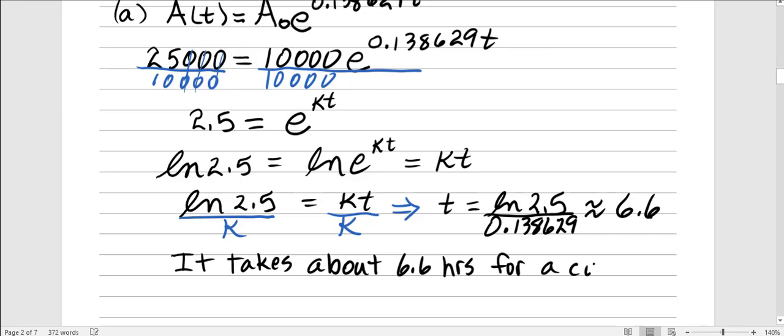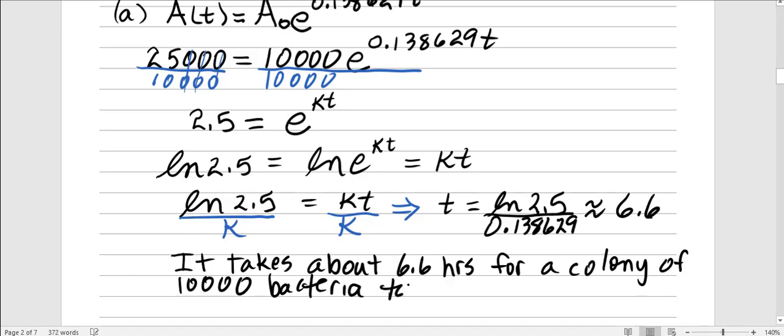for a colony of 10,000 bacteria to increase to 25,000 bacteria.